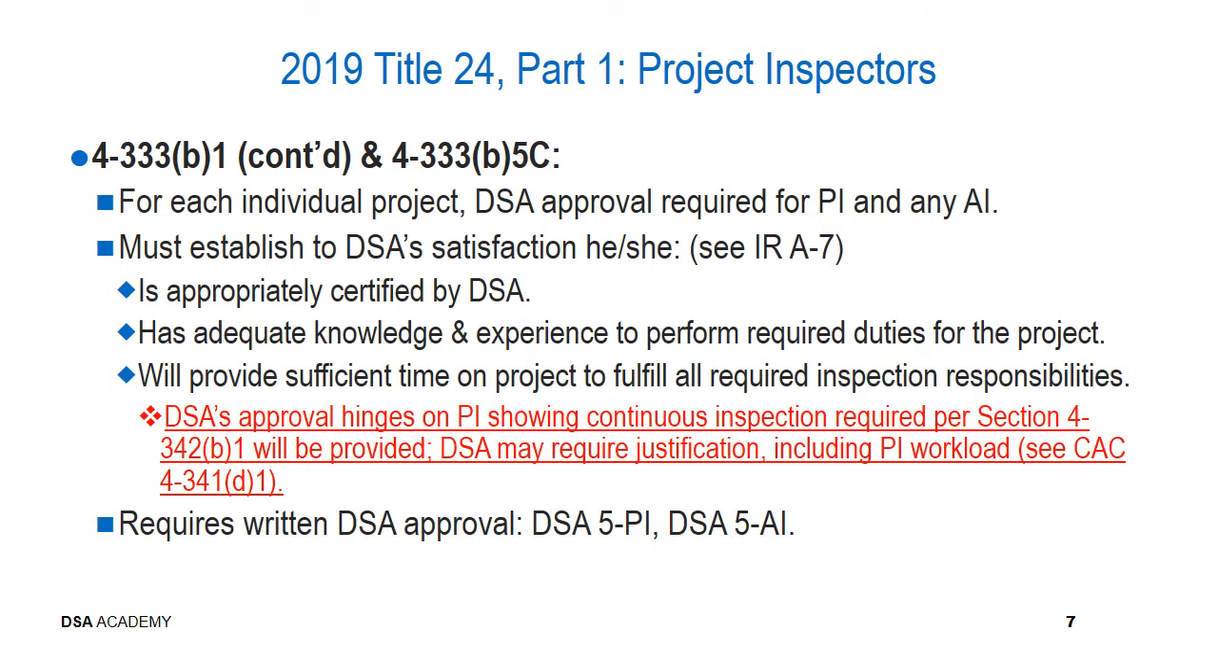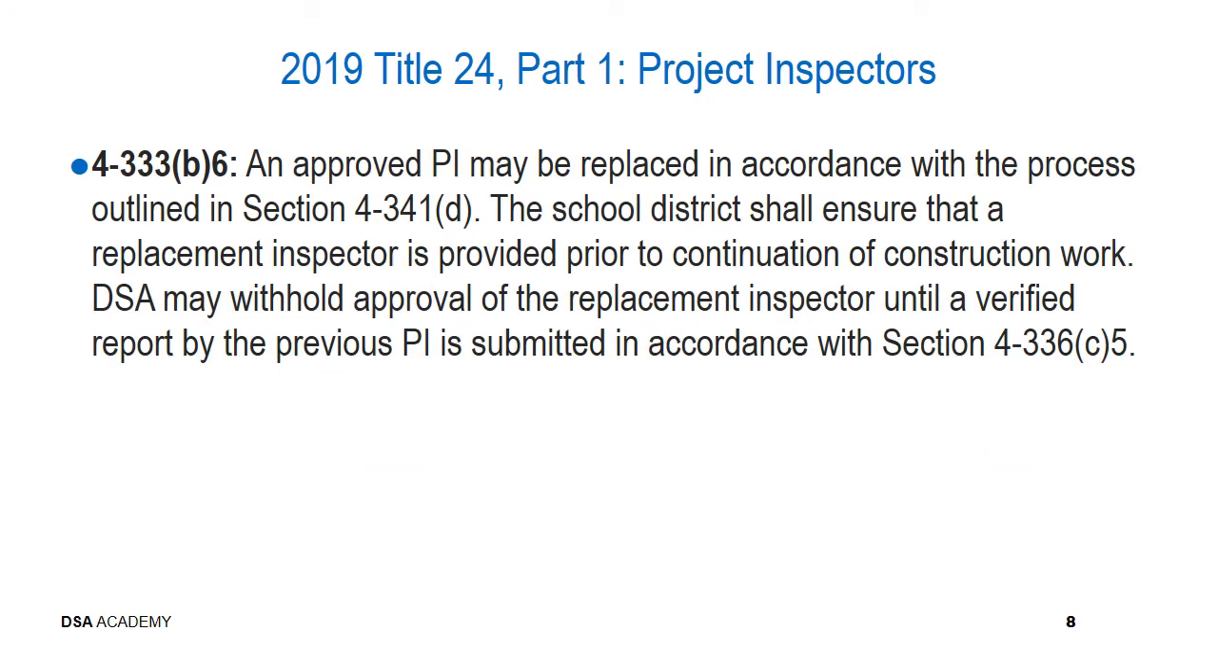The approval from DSA is provided through the DSA-5 PI or DSA-5 AI forms. There's additional information about these requirements in IRA-7. In the Administrative Code 4-333B6, it notes that an approved inspector may be replaced in accordance with the processes outlined in Section 4-341D, and the school district must ensure that the replacement inspector is provided prior to continuing construction work on that project. DSA may withhold approval of the replacement inspector until a verified report by the previous project inspector is provided to us in accordance with the noted code section there, 4-336C5.